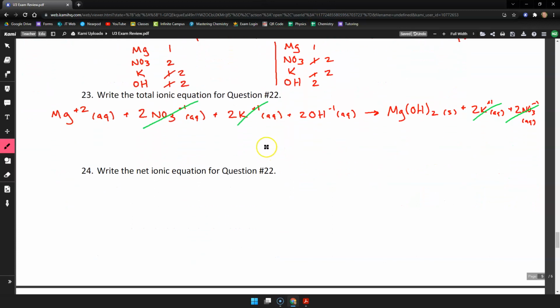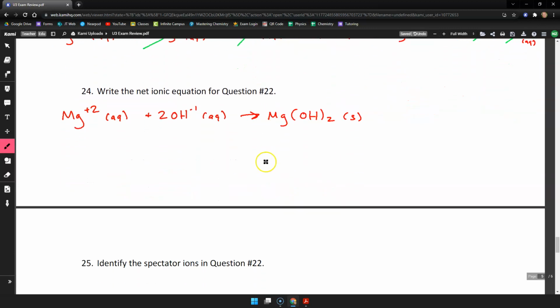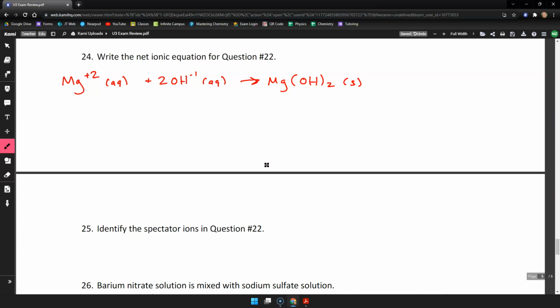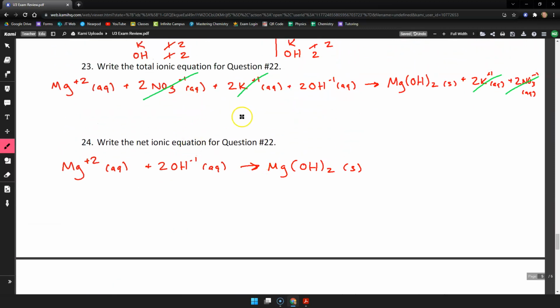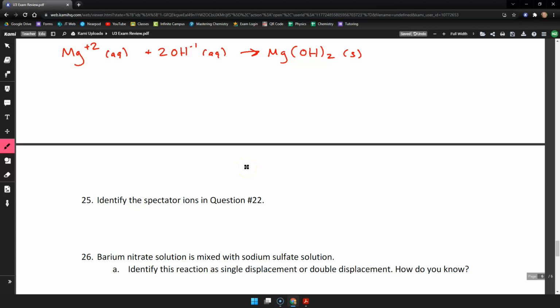So the net ionic equation is anything left over. So we've got magnesium plus 2 aqueous. We've got 2 OH minus 1 aqueous. That goes to Mg(OH)2 solid. Okay, identify spectator ions. So that's anything we crossed off. So if we go back up, it was our nitrate and our potassium. Okay, we don't need the coefficients and we do not need the states. So this will just be NO3 minus 1 and potassium plus 1.